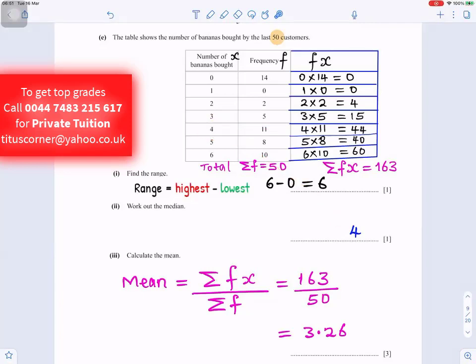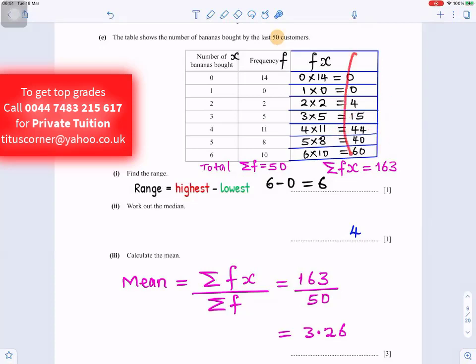Calculate the mean. To get the mean, you want to find 0 times 14. It gives you 0. 1 times 0 is 0. 2 times 2 is 4. 3 times 5 is 15. 4 times 11 is 44. 5 times 8 is 40. 6 times 10 is 60.